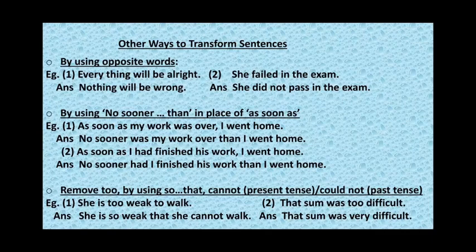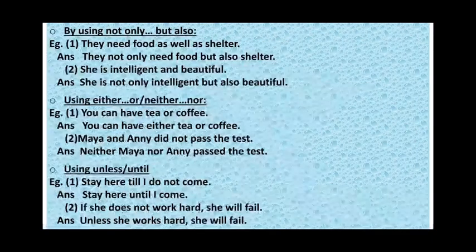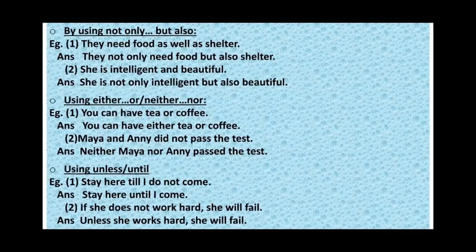Next is by using not only but also. For example, they need food as well as shelter. So children, we have two things here, that is food and shelter. So let's see how it is changed. They not only need food but also shelter.